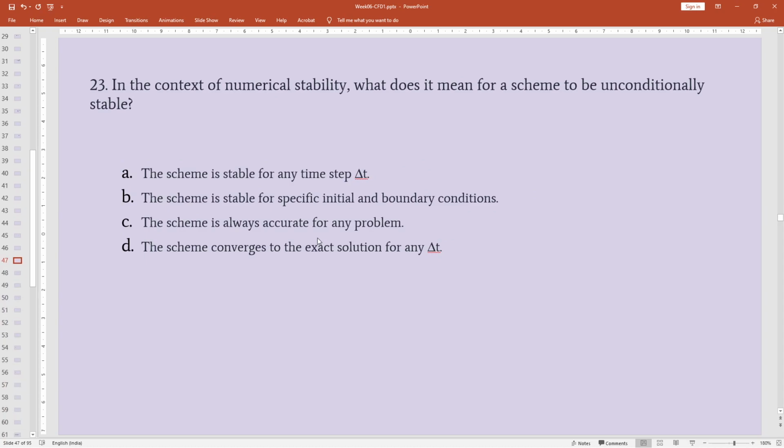In the context of numerical stability, again the question is on stability. What does it mean for a scheme to be unconditionally stable? This is an easy question compared to the previous one. Option A, the scheme is stable for any time step delta t. Option B, the scheme is stable for specific initial and boundary conditions. Option C, the scheme is always accurate for any problem. Option D, the scheme converges to the exact solution for any delta t. You can inbox your answers.